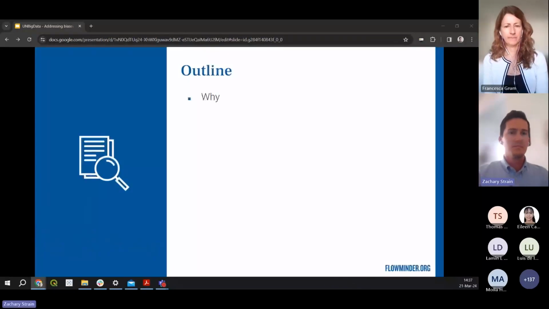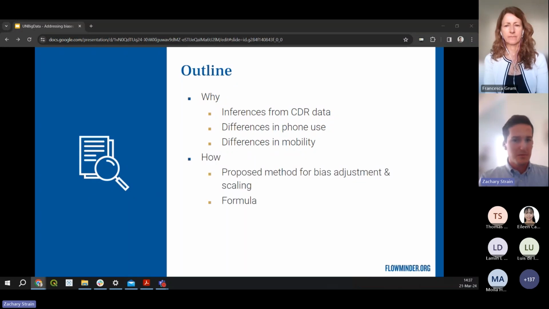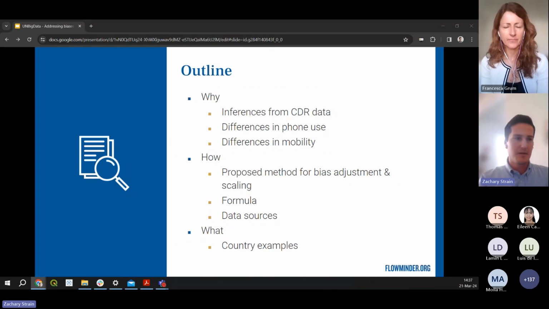So just a brief outline. First, I'll spend a bit of time going into why we need to bias adjust CDR mobility indicators, how we propose doing so, and reference back to what some of the previous speakers have talked about. These use cases are in DRC and Ghana in particular.